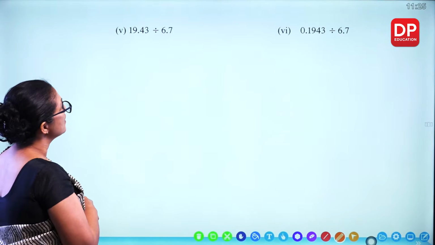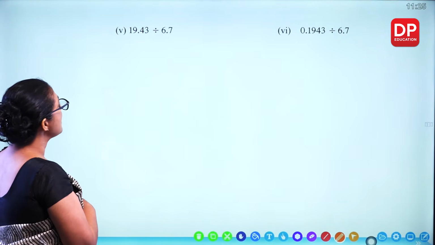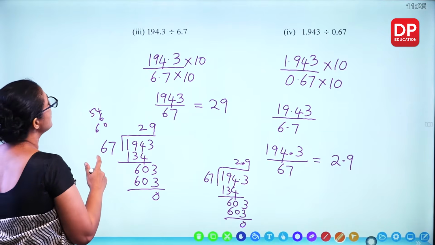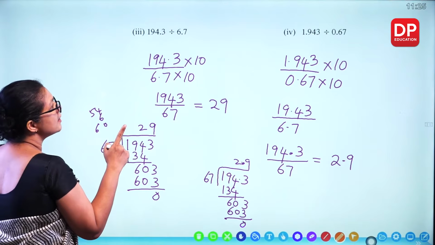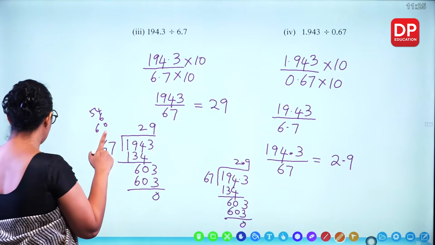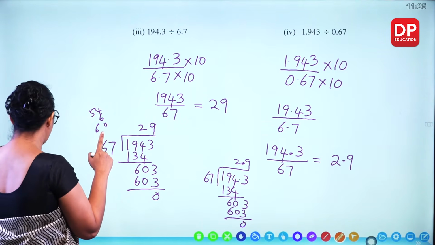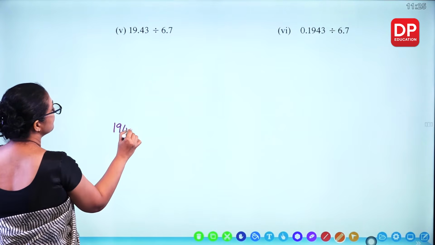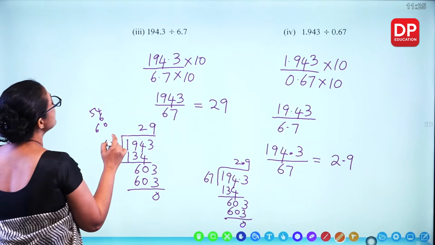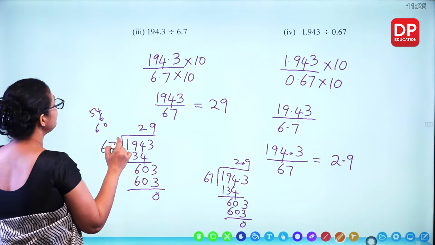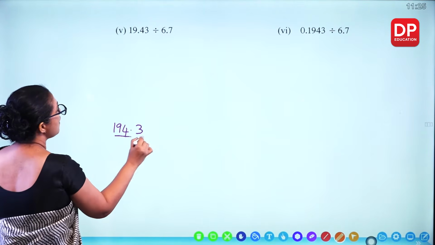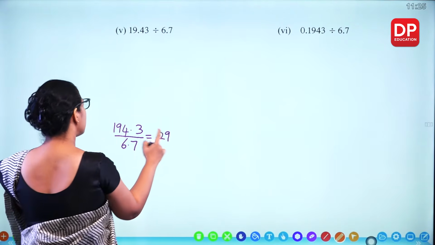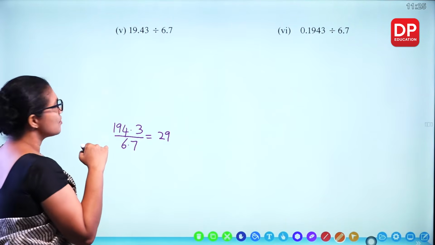Same question. Now we'll use the same answer. Here, look at this one. We'll take this answer. 194.3 divided by 6.7, we got 29. Now we can use the same thing.